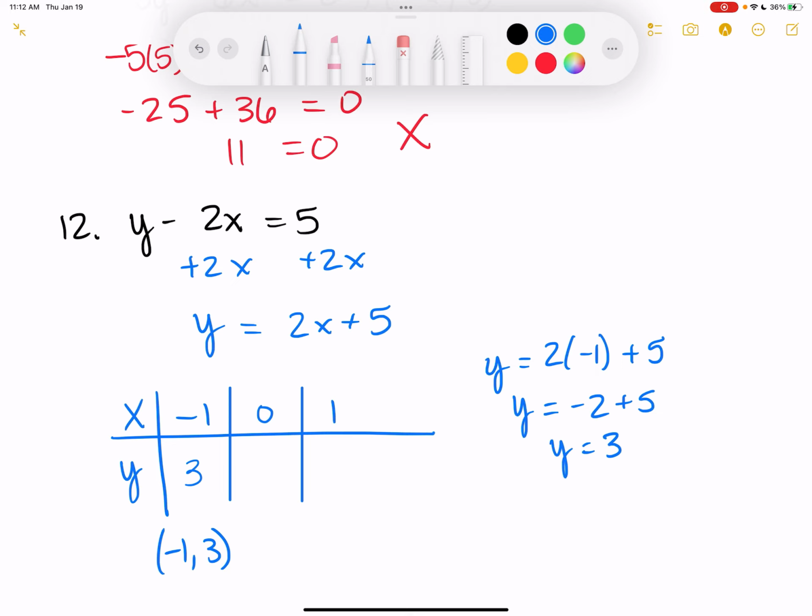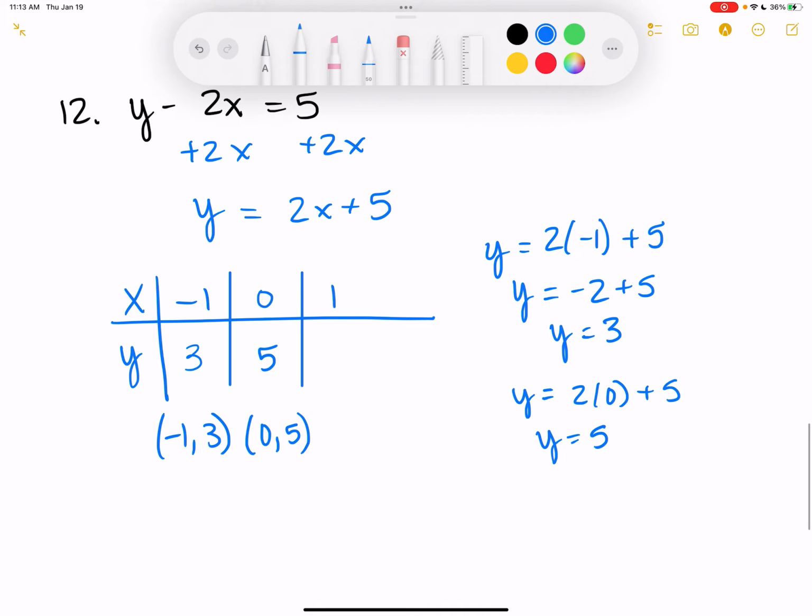When I plug 0 in, y is equal to 2 times 0 plus 5, well, 2 times 0 is 0, so I just have that y is equal to 5. So when x is 0, y is 5. So I'll go ahead and write that in. So that's the point 0, 5. And then lastly, I'll do it for 1. So y is equal to 2 times 1 plus 5. 2 times 1 is 2, plus 5 is 7, so y is equal to 7. So then I have the point 1, 7.